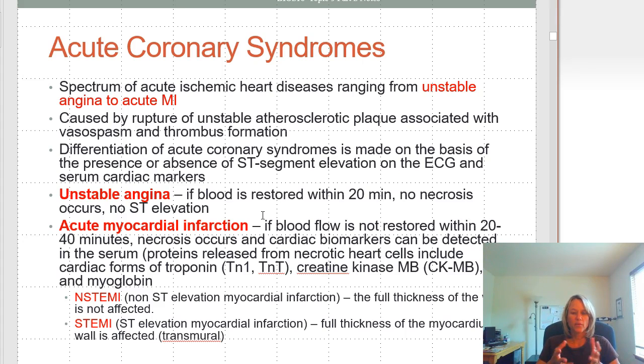Then there are two types of myocardial infarction. There's the non-ST elevation MI, and in this one we do not see ST elevation on the EKG, and it does not involve the full thickness of the wall of the heart. And then with ST elevation myocardial infarction, we do see the ST elevation on the EKG, and we know that the full thickness of the myocardial wall has been affected. This is also referred to as a transmural heart attack.